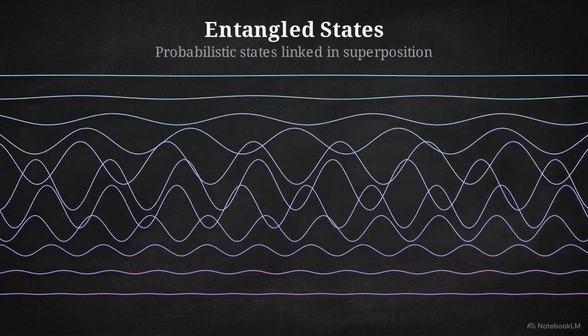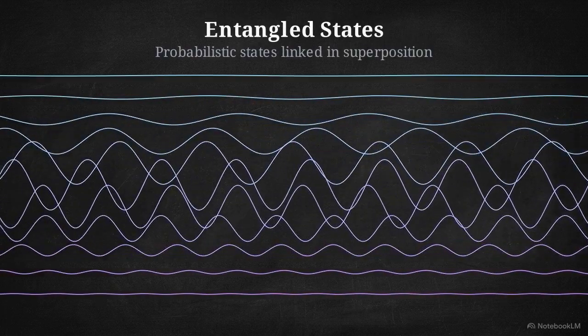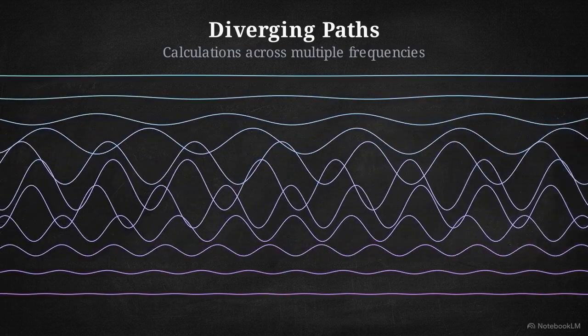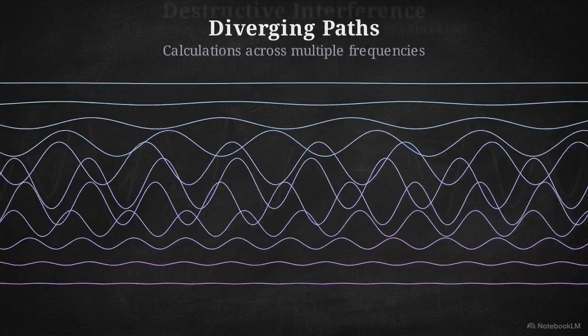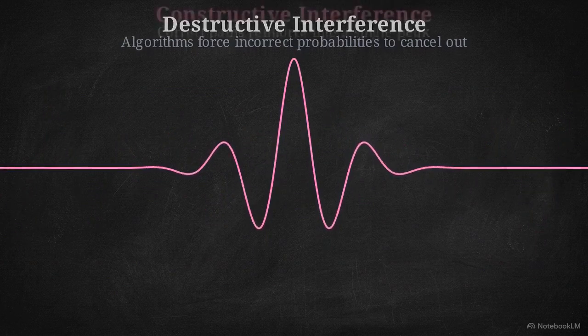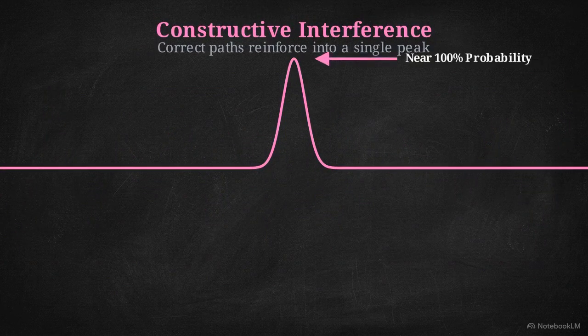Interference organizes entangled states into useful data. Here, multiple sine waves at different frequencies represent diverging paths of a calculation. When overlapping, algorithms force incorrect out-of-phase probabilities to cancel out, while correct in-phase waves reinforce into a single clear peak.